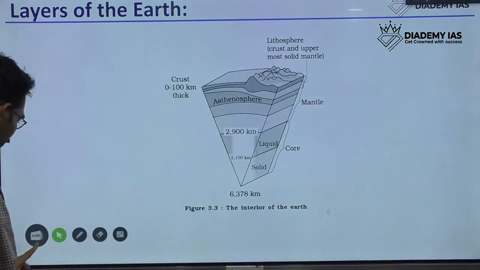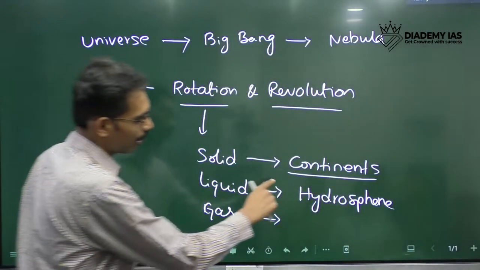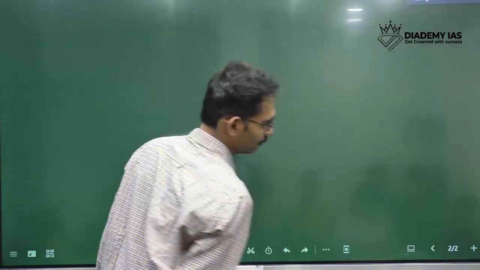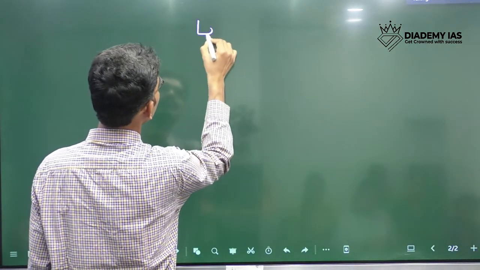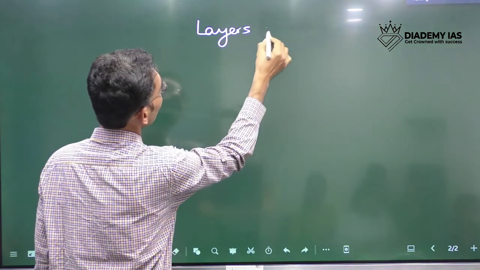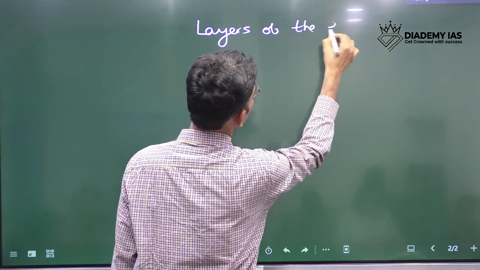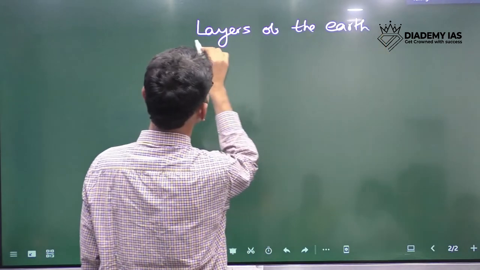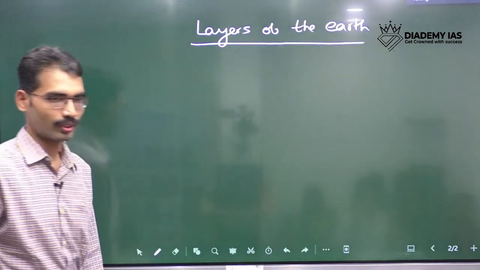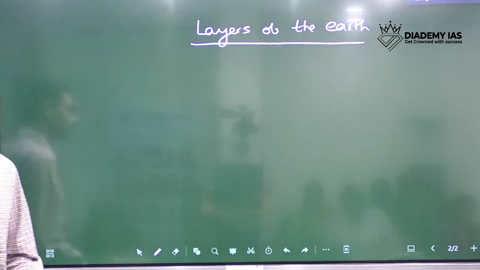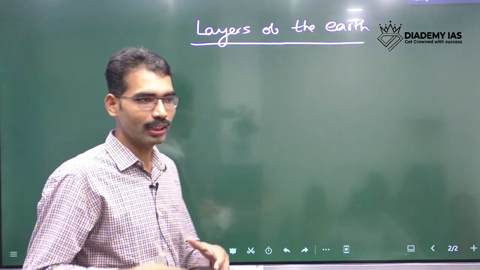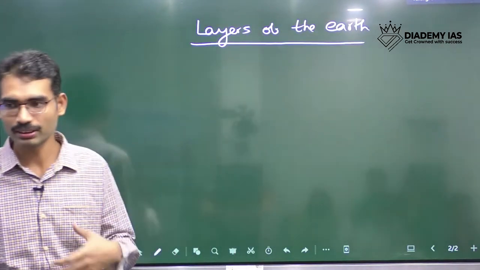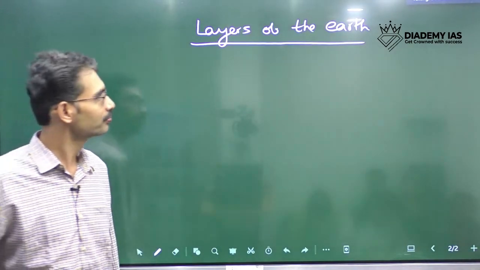Now this is where our earth interior formation will come. Now you need to just note down. Layers of the earth. Today topic is layers of the earth. So now did you get some idea how different solid substances are forming inside the earth?